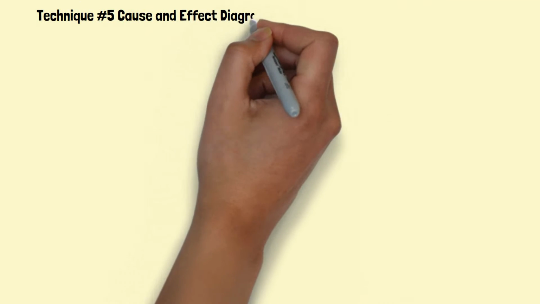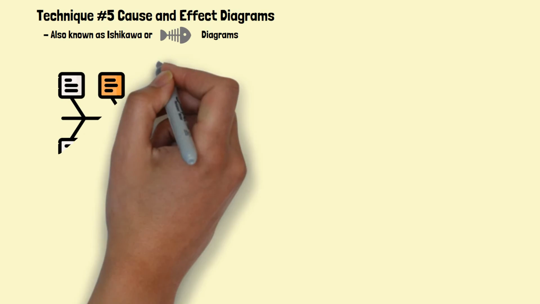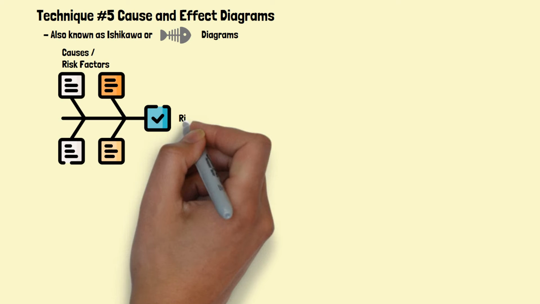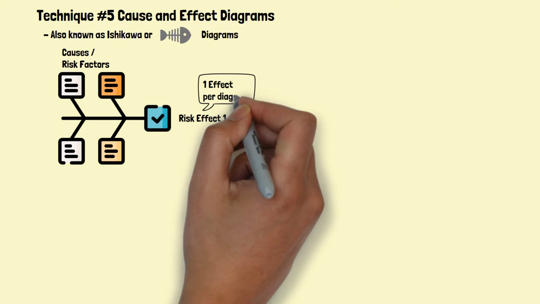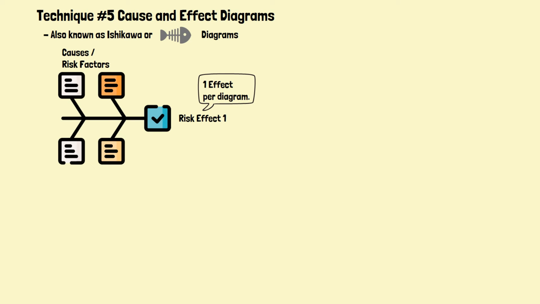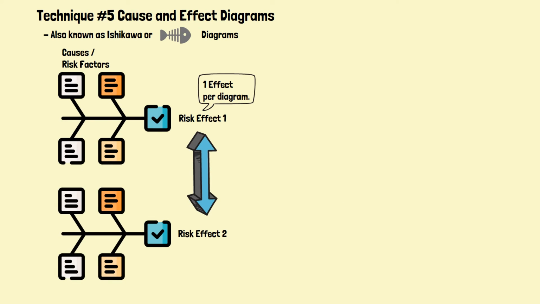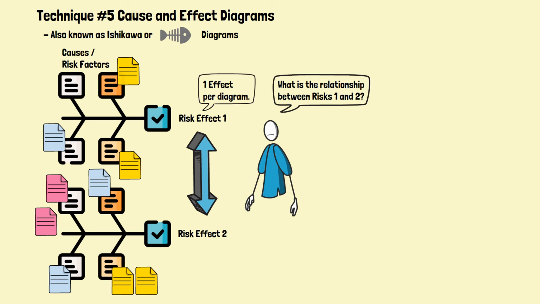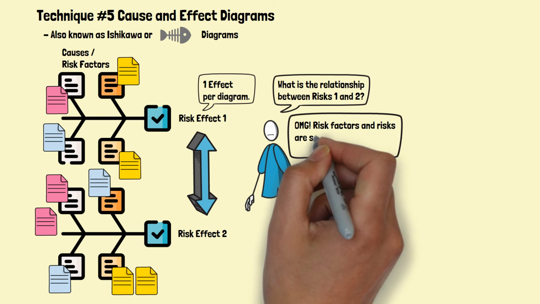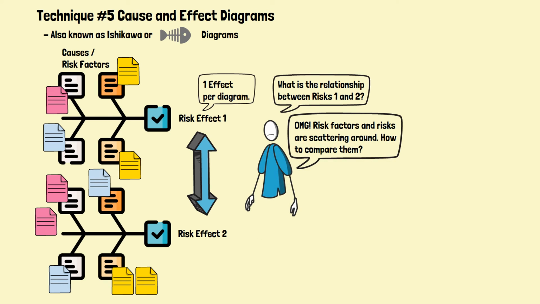Technique number 5. Cause and effect diagrams. Cause and effect diagrams, which are also known as Ishikawa or fishbone diagrams, are a graphical presentation of the relationships between risk factors and their effects. In each diagram, only an effect is allowed and its causes are identified and listed in the fishbone structure. However, their rigid and inflexible structure does not allow the evaluation of the relationships between the risks. Moreover, as a cause and effect diagram becomes more complex, it will be difficult to find and compare items that have the same distance from the effect because they are dispersed over the diagram.